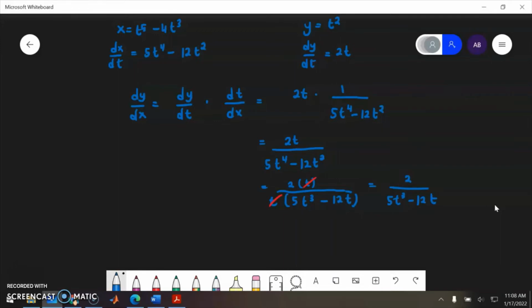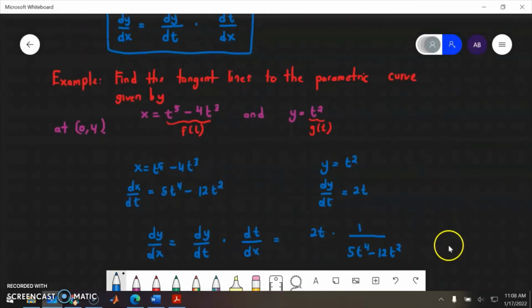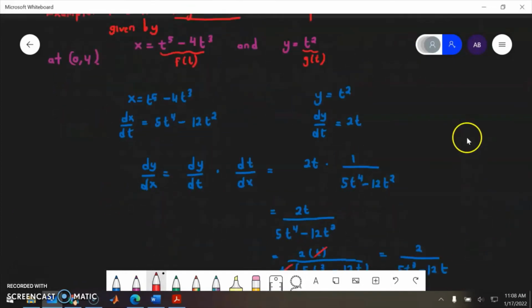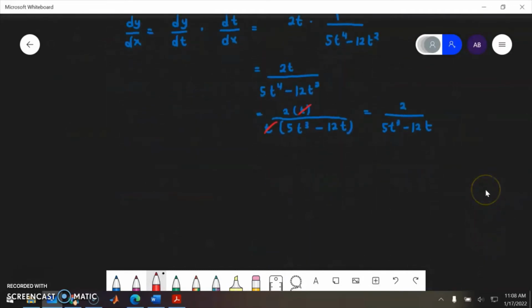Okay, now what we do next is find the tangent line. I need to look at the question again. Yeah, the tangent line. Okay, so now what we want to do here, we are given a point here, 0, 4, where this is x and this is y. So let's look at the x first.